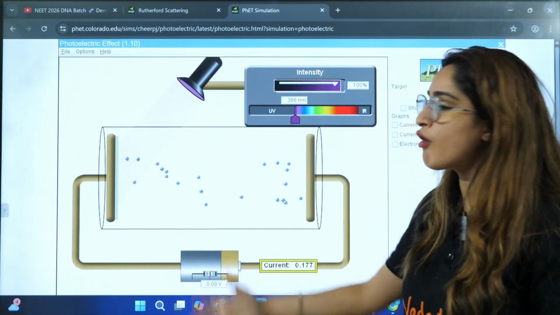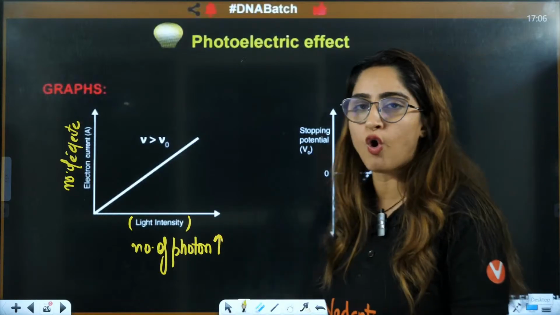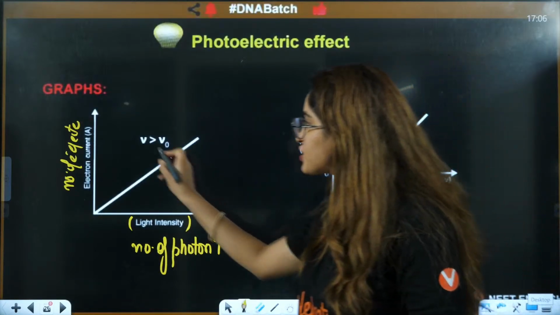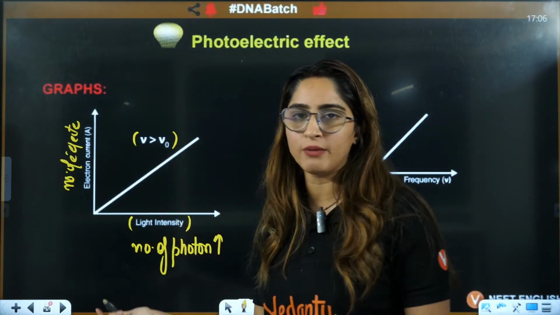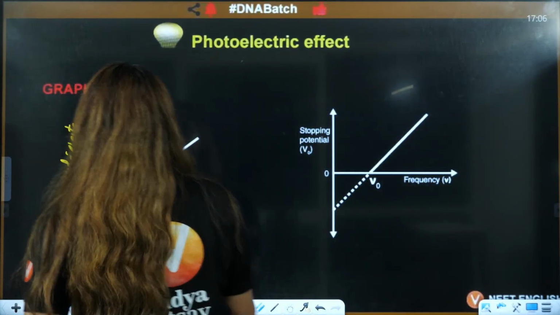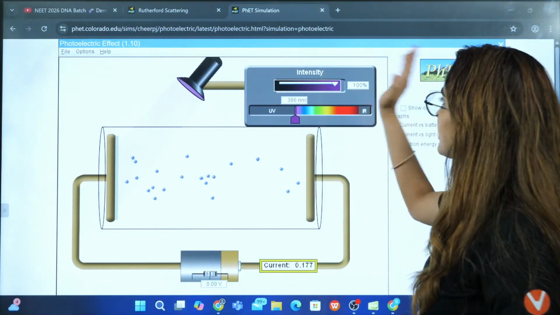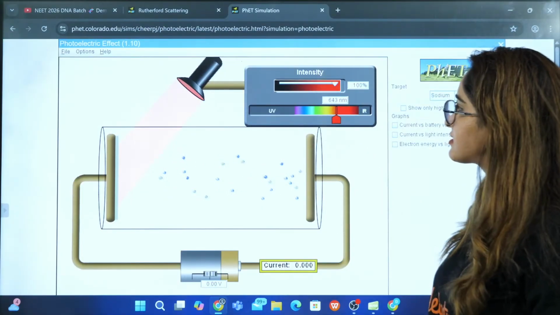The number of electrons has increased. Why? Because the number of photons has increased, right? But the condition is mu should be greater than mu naught. If mu is not greater than mu naught, let's say I keep the intensity at 100%, but mu is very less.